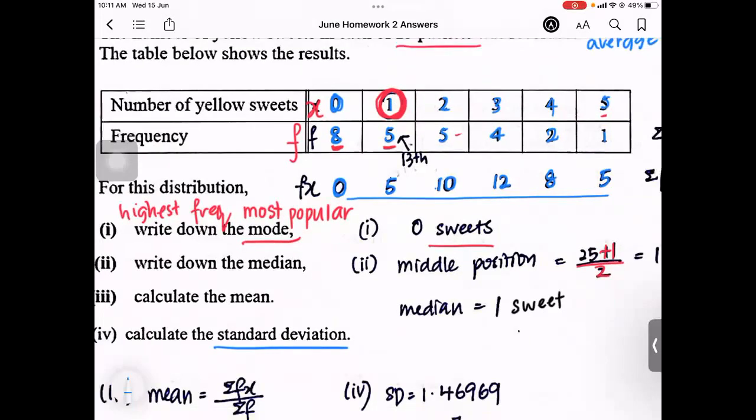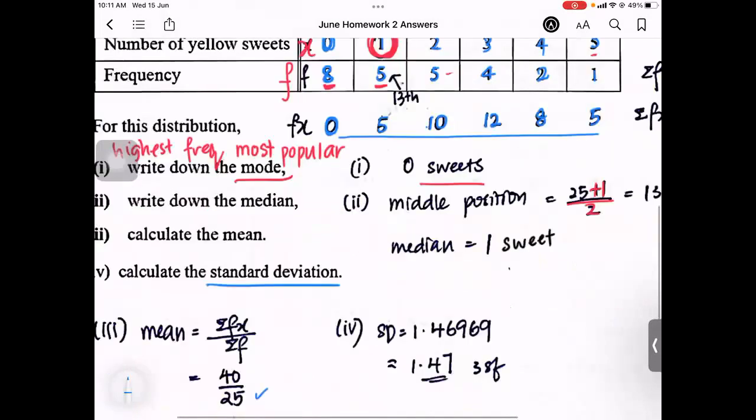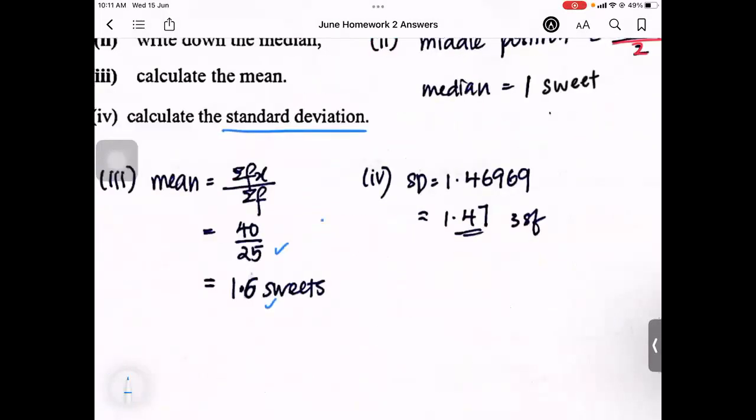Okay, so calculate the standard deviation. For me, I get my standard deviation as this answer, 3 sig. Okay, so this part shouldn't be too difficult if you know how to calculate the standard deviation. I hope you all still remember how to calculate standard deviation. Okay, next question, last page.